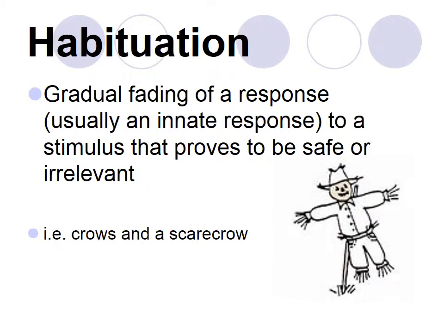Habituation is the gradual fading of a response. This is a reduction of an innate response to a stimulus that, through experiencing it, you know is going to be safe or irrelevant. Crows and scarecrows, for example: they know the scarecrows aren't going to do anything. So over time they become habituated to it, and they're going to know it's not going to do anything, so they're going to be fine to go near it.